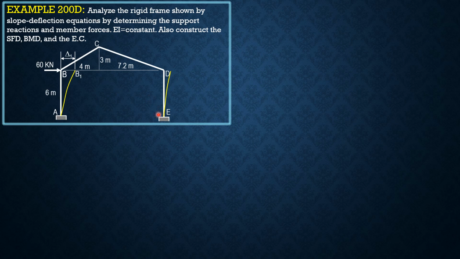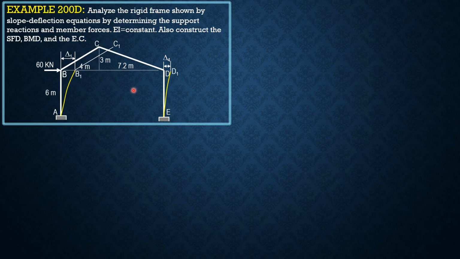Also, the resulting side sway for column DE would be delta 4 as shown, and it is lesser than that of delta 1 because it is far from the loading which causes side sway to the right. And the principle is we also draw from D1 a line parallel to CD. But before that, we have to draw a line from B1 parallel to BC, and let's call that C1.